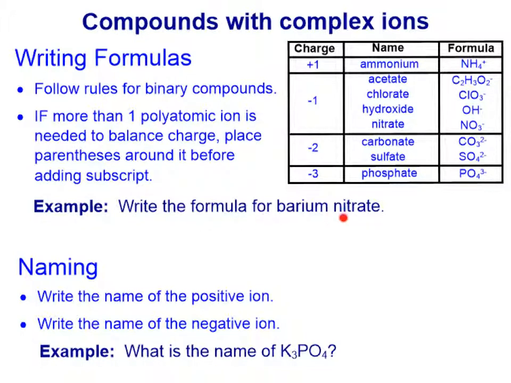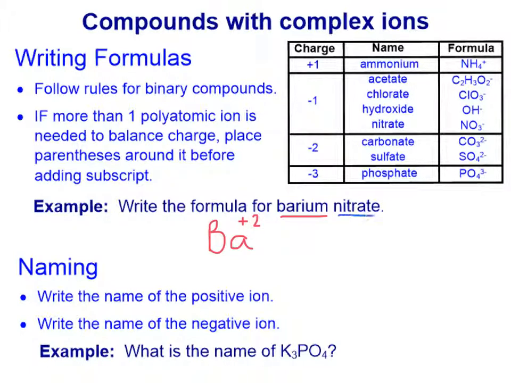Let's write the formula for barium nitrate. Maybe you'd like to pause the video, try this one on your own and see if you get it right. Remember our rules for naming binary ionic compounds. Let's start with the positive ion first. Barium, it's a metal. It's in the alkaline earth family, has 2 valence electrons. Here's the symbol for it. Barium is going to have a +2 charge.